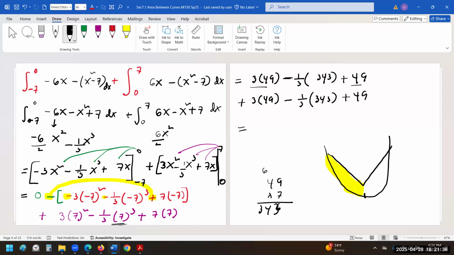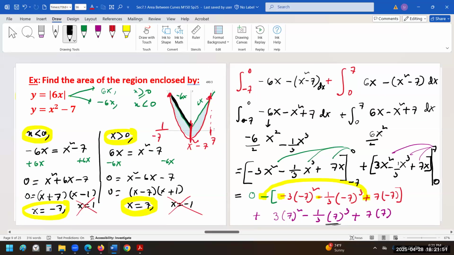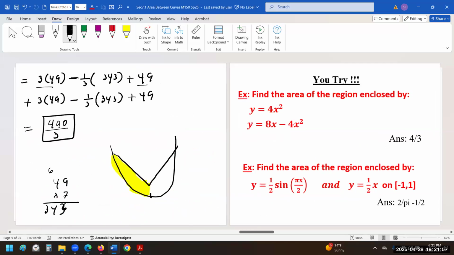Any answer yet? Ellen? 490 over 3. Wonderful. He did it mentally. Great job, Ellen. Now I have 2 questions for you. One is algebra, one is trig and algebra combination. Go ahead, have fun. Enjoy. And I have the answer, so you can check your answer, whether you got the correct answer or not.